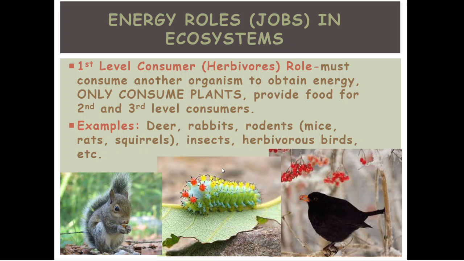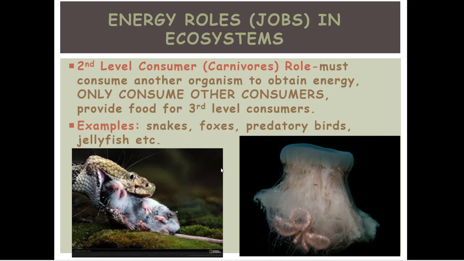They only eat plants. Our second level consumers are our carnivores, and they must consume another organism to obtain energy, and they only consume other consumers, okay? And they provide food for our third level consumers. Examples there are snakes, foxes, predatory birds, jellyfish, etc.